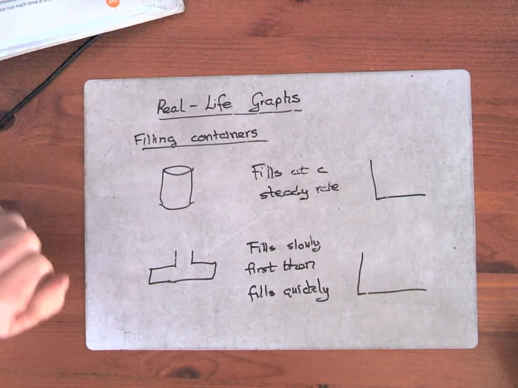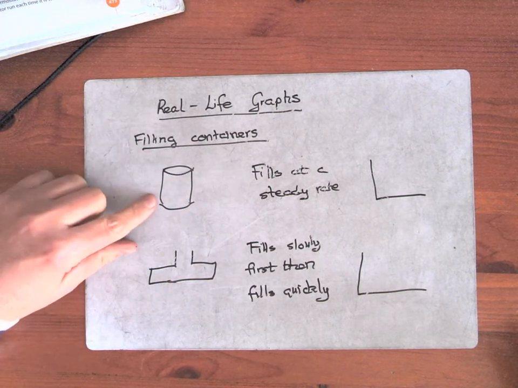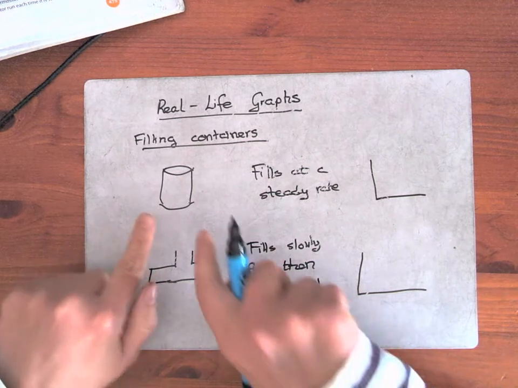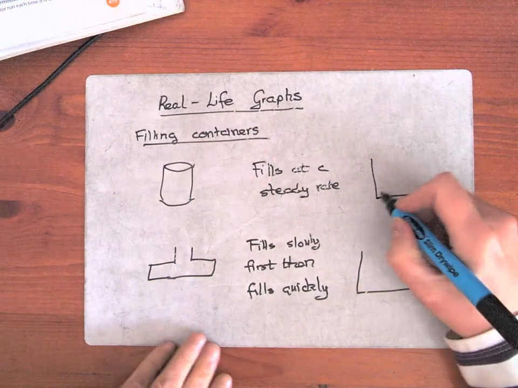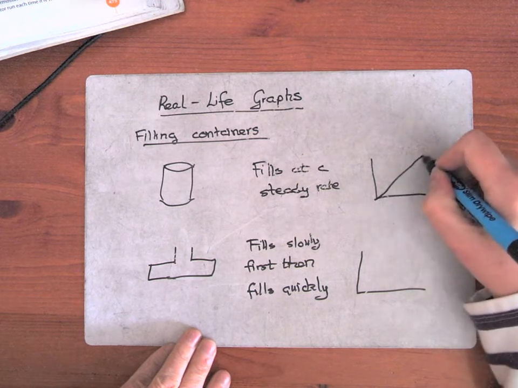Real life graphs. We're going to fill containers. This is a cylinder. So it fills at a steady rate. As you can see, it's the same width the whole way up, so it fills at a steady rate. When it's filling at a steady rate, it's just a straight line.